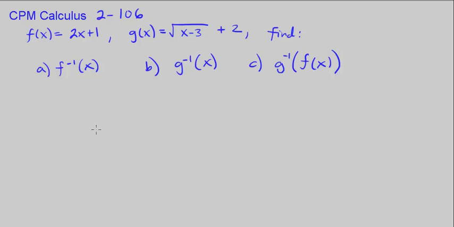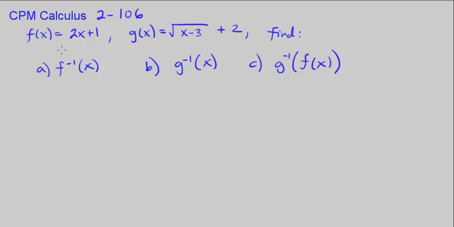So this is CPM Calculus Chapter 2, number 106. Given f of x is equal to 2x plus 1 and g of x is equal to the square root of 3 minus x plus 2, find (a) the inverse function of f, (b) the inverse function of g, and (c) the inverse function of g composed with the function of f. Okay? So let's start with part A.